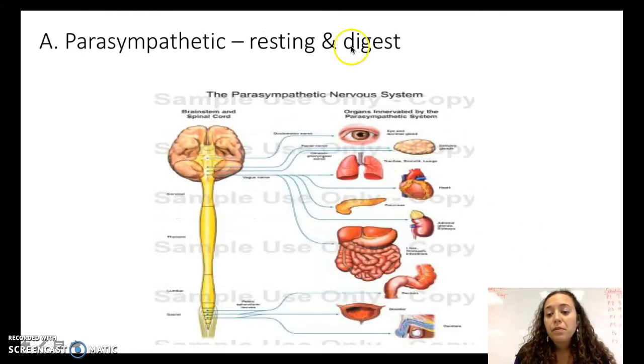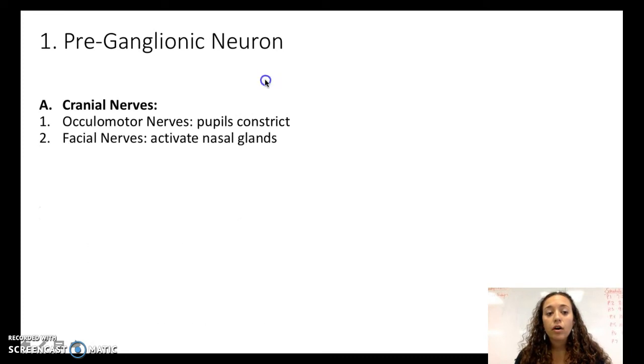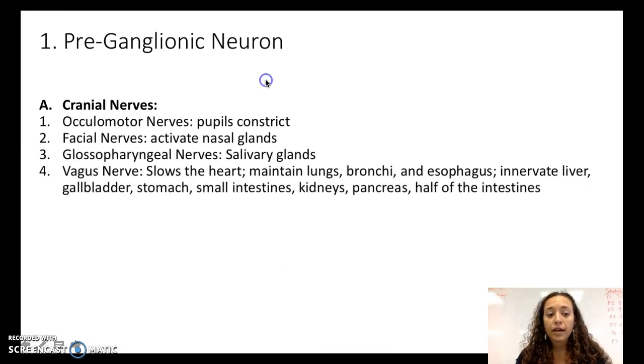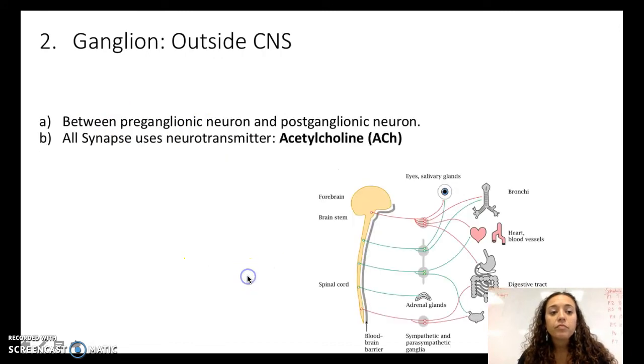Okay, so parasympathetic, which is rest and digest. Preganglion, so where does it come from? It's going to come from a lot of your cranial nerves, okay? So it's going to come from the oculomotor, facial nerve, glossopharyngeal, vagus, and it also will come from S2 through S4. You do not have to worry about what it is actually controlling, but just knowing the names of the nerves and then S2 through S4, okay?